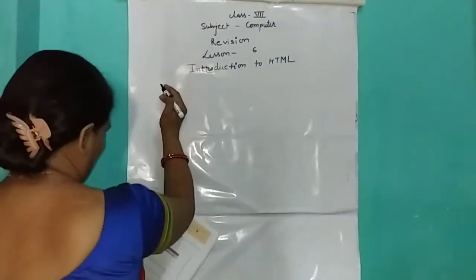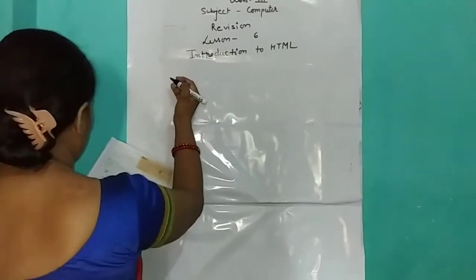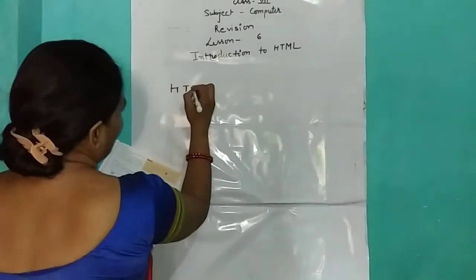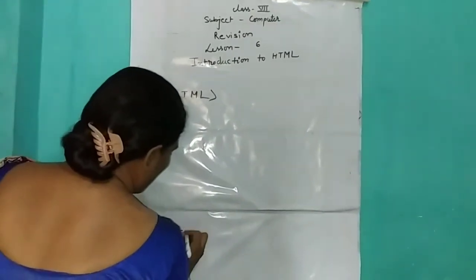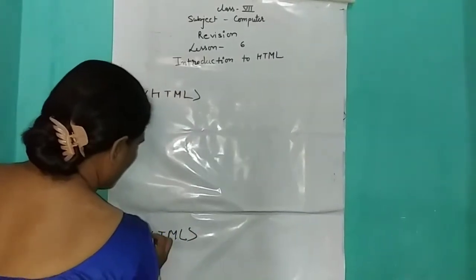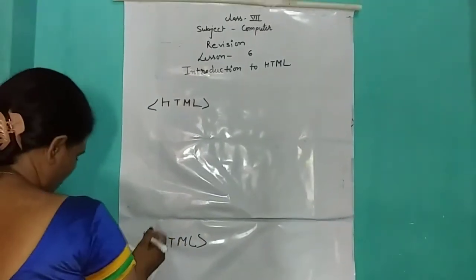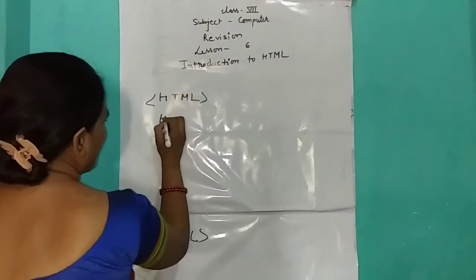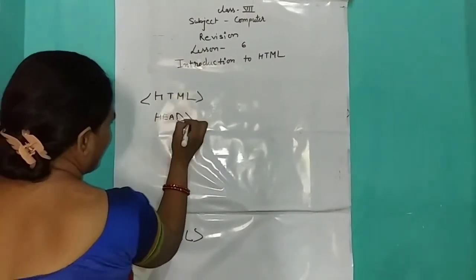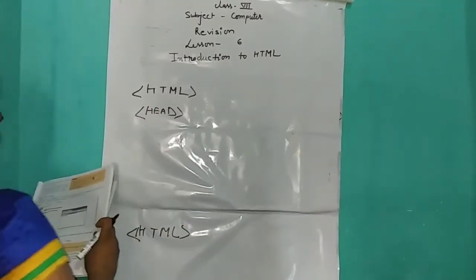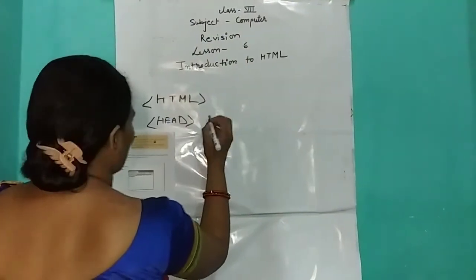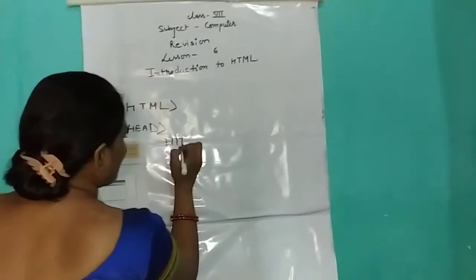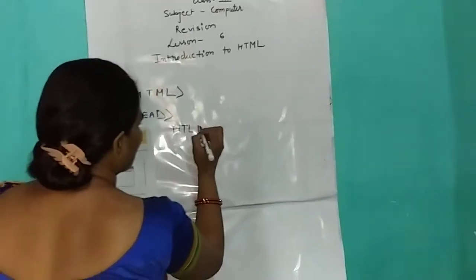So let's see how to make a first program. HTML. First of all, write the HTML because it shows the document is created with HTML, and HTML at the last close. Then head, HEAD, head. Children, you can write your code in lowercase or uppercase, both. Okay. HTML is not a case-sensitive language.